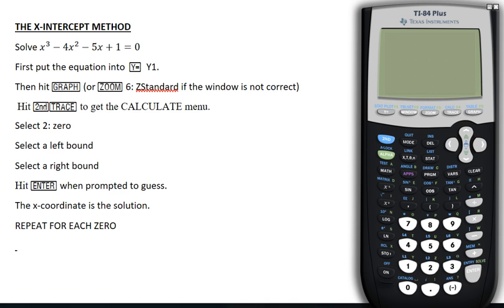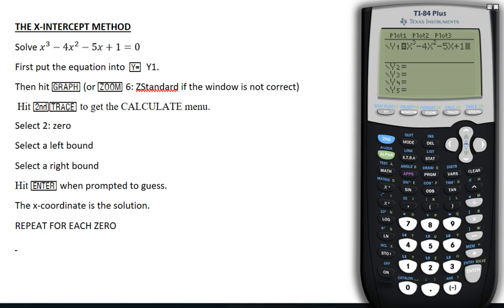Okay. So the first thing is to hit y equals and put the equation in. Now I have some in there, so I'm going to clear those out. And I'm going to put in x to the third. Use my right arrow to get out of there, minus 4x squared, minus 5x, and plus 1.